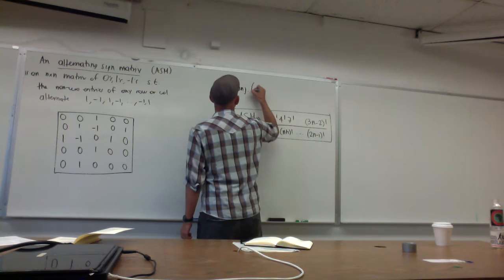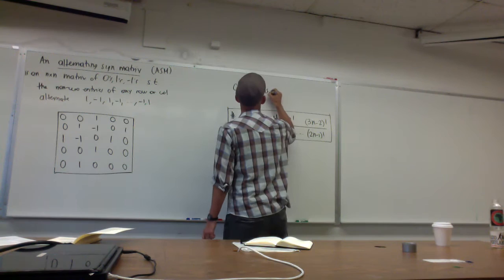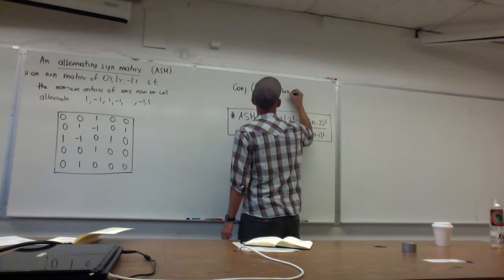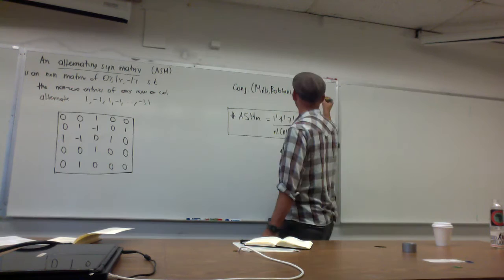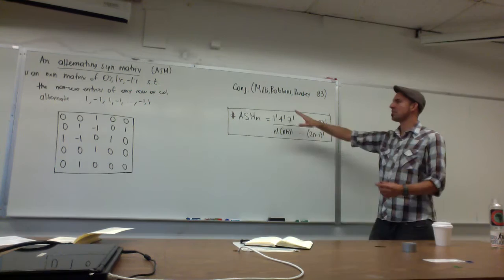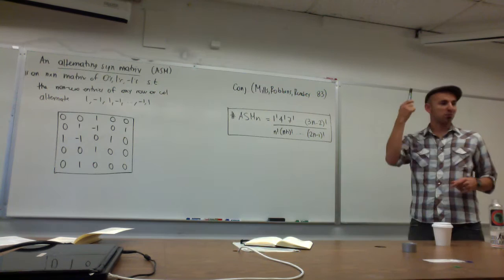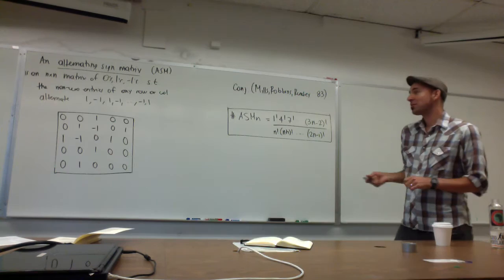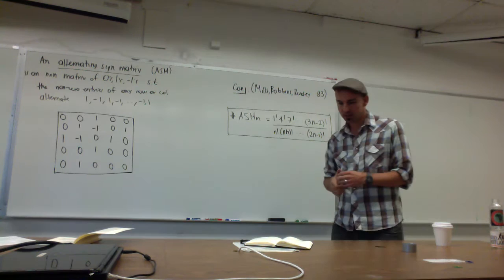of Mills, Robbins, and Rumsey. It's a conjecture from '83. And this is the same Robbins whose paper I was just reading a second ago. And this is not the Robbins from this department. So this conjecture, again, is a beautiful conjecture and a big, big mystery. So this was open for a very long time.